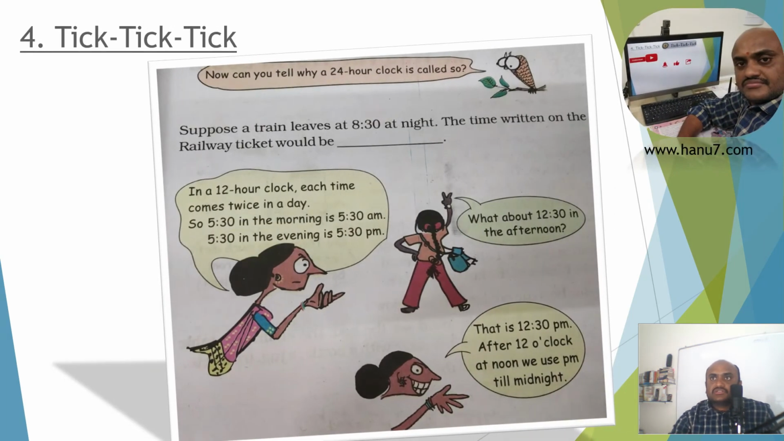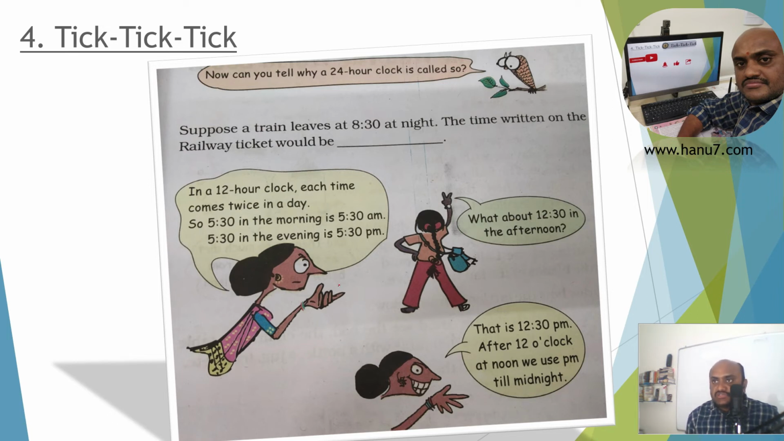Now can you tell why a 24-hour clock is so called? Can you tell why a 24-hour clock is so called? Because in a day there are 24 hours and we are writing with respect to that particular number only. So it is called a 24-hour clock.